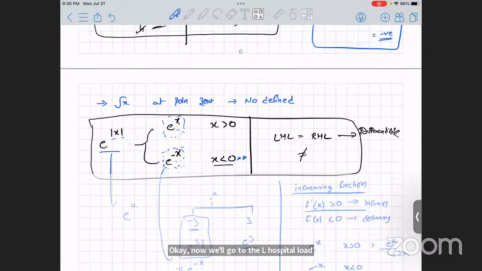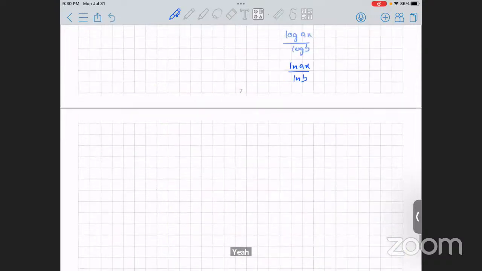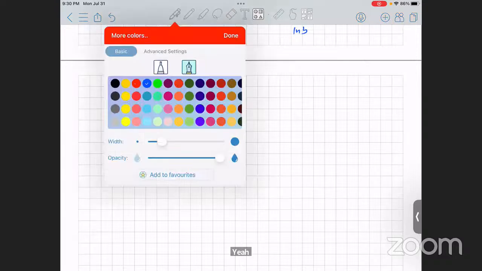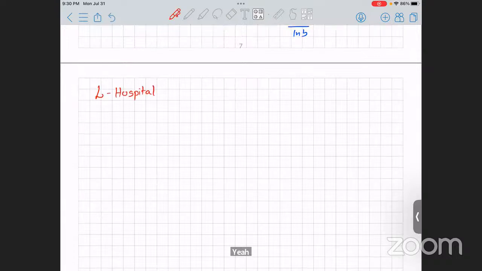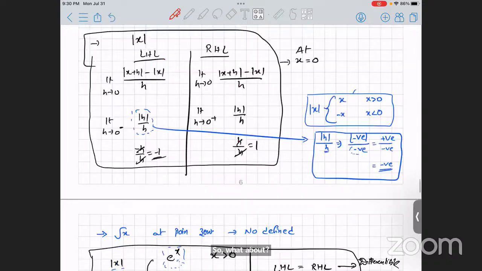Hello, sir. There are various rules of differentiability I learned in class 12, and I think there are some questions in the graded assignment also. Yeah, there are. Don't worry. These examples will make you understand.